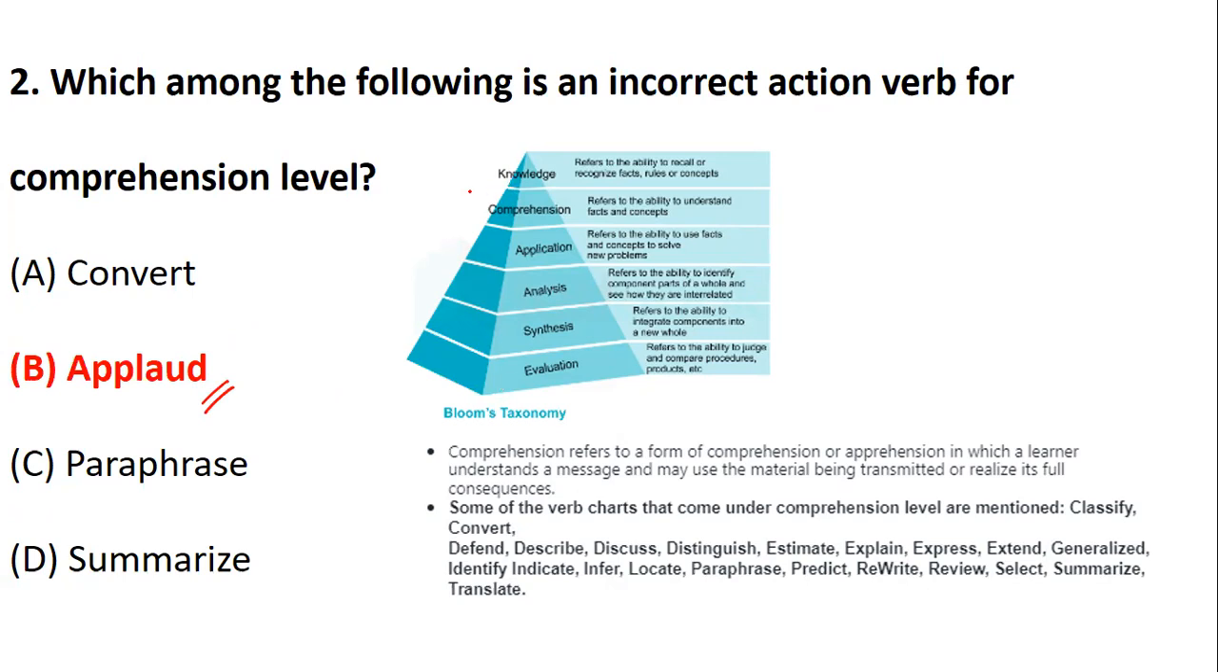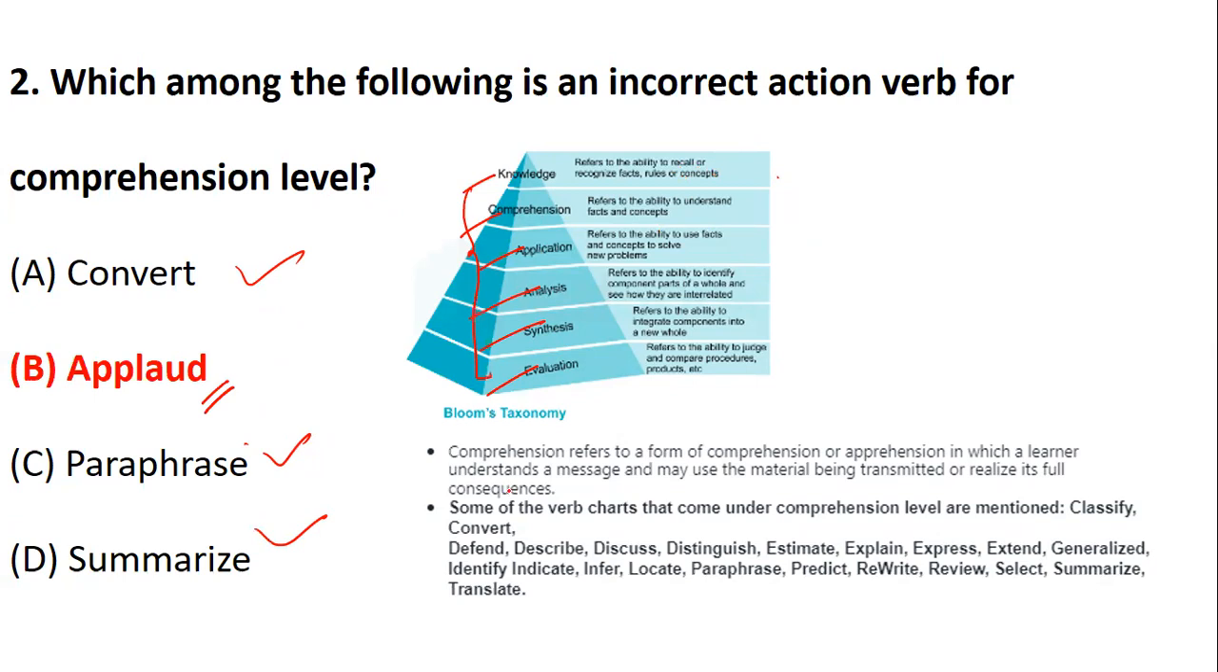So if you look at the taxonomy, which talks about knowledge, comprehension, application, analysis, synthesis, and evaluation, right? Comprehension refers to comprehend, where the learner understands the messages. It is talking about the material being transmitted, or the consequences. And we have some verb charts, okay. Verb charts are given for every level. So here it talks about conversion. If you can see over here, it talks about converting, paraphrase, and summarize.